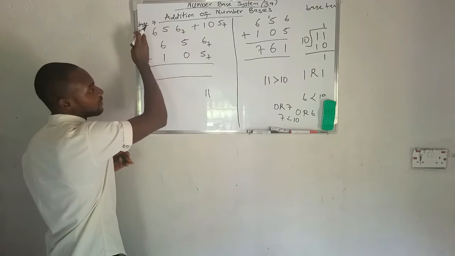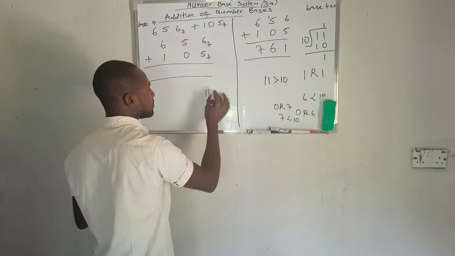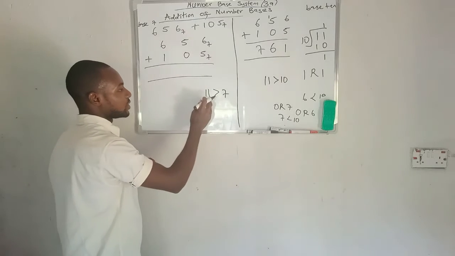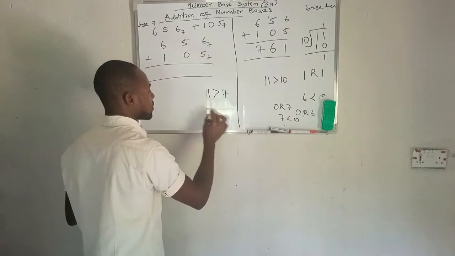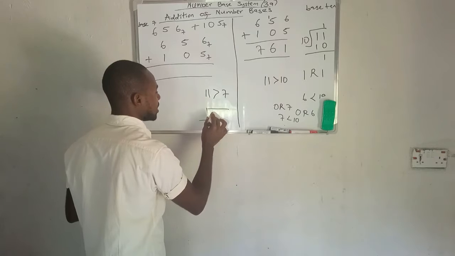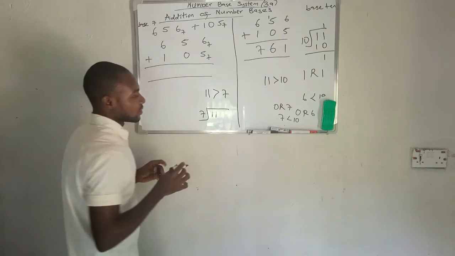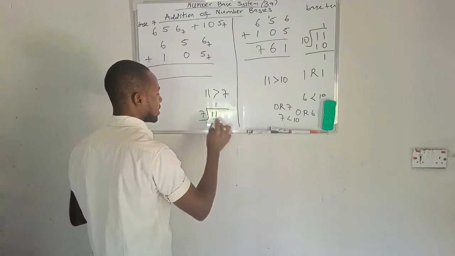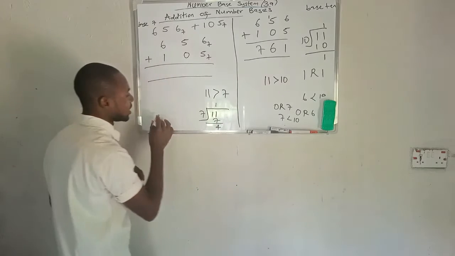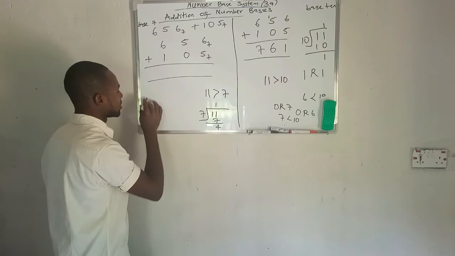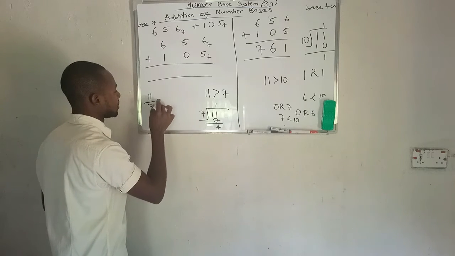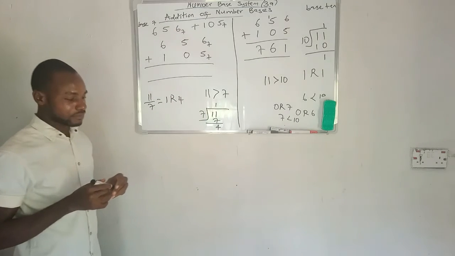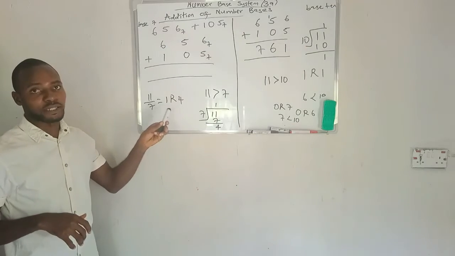Now we are working with base 7. What are we going to be dividing with? 12 is greater than 7, which is our base. So we're dividing this 12 by 7. 12 divided by 7 will be 1. We have 7 here, 12 minus 7, which is 5. So 12 divided by 7 will be equal to 1 remainder 5. So we have 1 remainder 5 here.